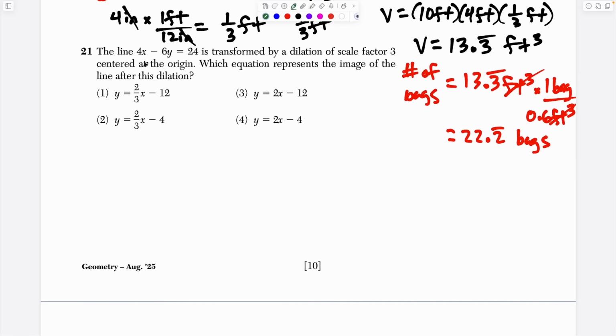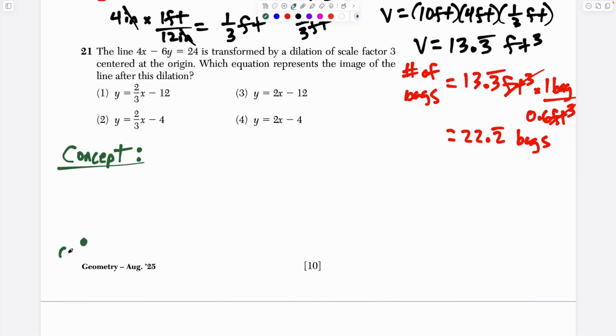Question 21, the line 4x minus 6y equals 24 is transformed by a dilation of scale factor 3 centered at the origin. Which equation represents the image of the line after this dilation? So for this question here, first I want to explore the concept. And this is going to help us just deal with any type of line dilation question that comes up.